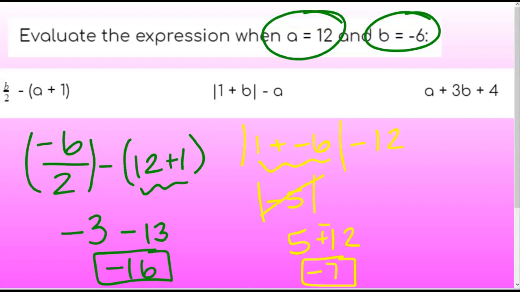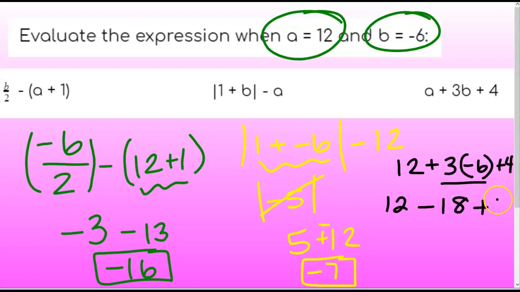And finally, my last one, A is 12 times 3, or plus 3 times a negative 6, and then plus 4. Ooh, okay. Order of operations says I need to multiply first. So I've got 12. 3 times a negative 6 gives me a negative 18. So I could put plus a negative 18, but I prefer just to do minus 18 plus 4. Now I have just addition and subtraction, so remember I have to work from left to right. So 12 minus 18 gives me a negative 6 plus 4, and I like to rewrite that just so I can see it. And then I get a negative 2.